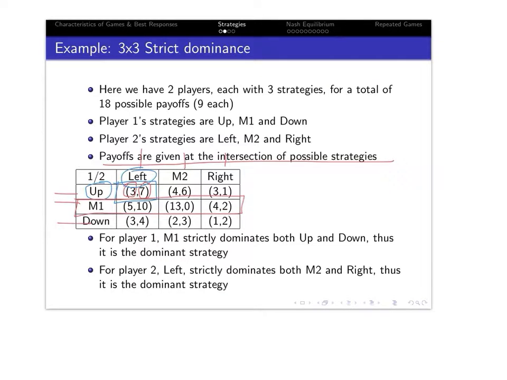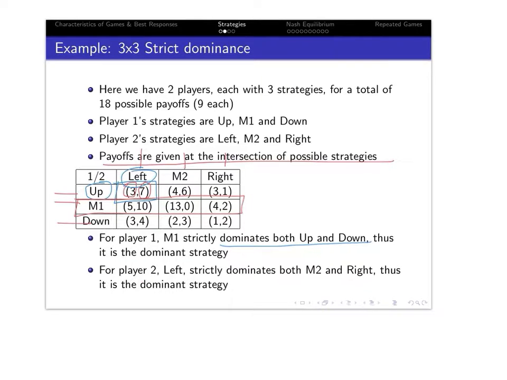If we lock in instead that player 2 is playing M2, then player 1 is still better off playing M1 because 13 is better than 4, and 13 is better than 2. And then similarly, 4 is better than 3, and 4 is better than 1. So no matter what player 2 is doing, player 2 could be playing left, middle, or right, player 1 is best playing M1. That's why M1 strictly dominates both up and down. Does that make sense? I said up, down, and dominant like 15 times, and if you're not following, that's cool, just let me know.